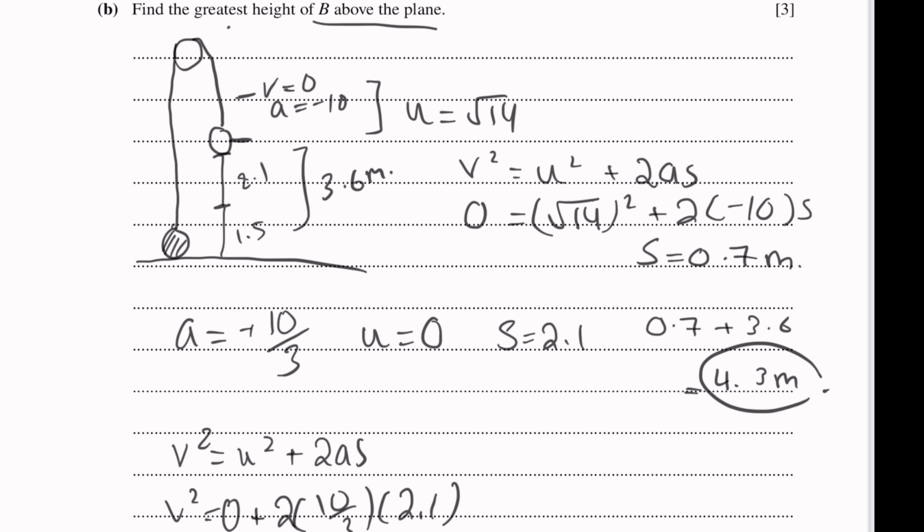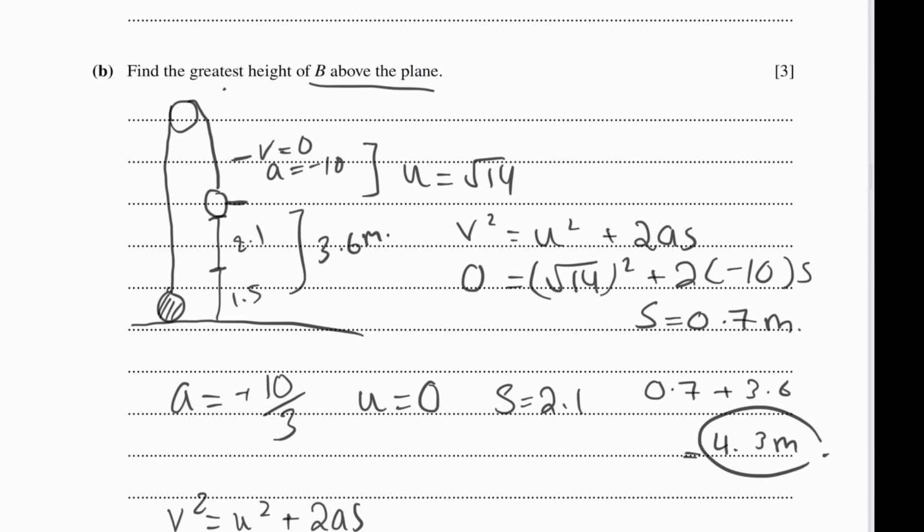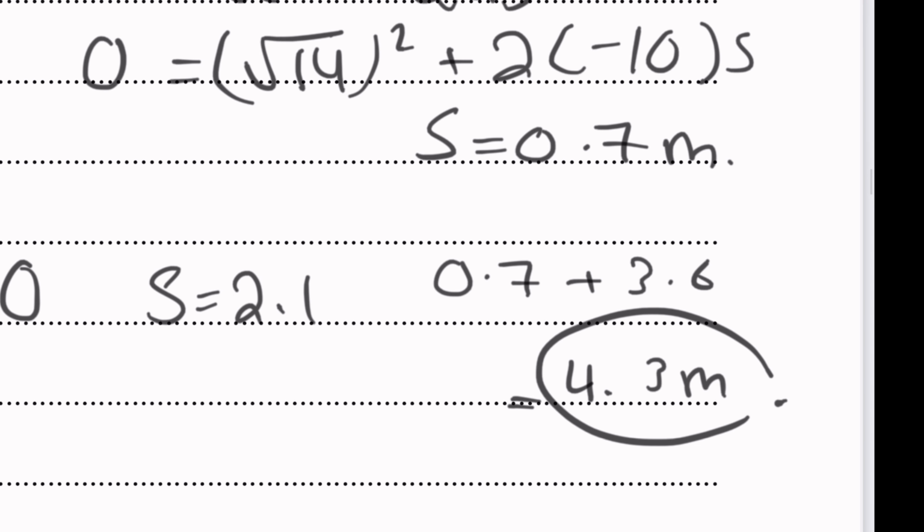And so we used one of the uniform acceleration motion equations in order to find the final velocity. Then we substituted it here as initial velocity, and we used v squared equals u squared plus 2as to find the displacement, added all the distances together to find the maximum height above the ground, which is 4.3.